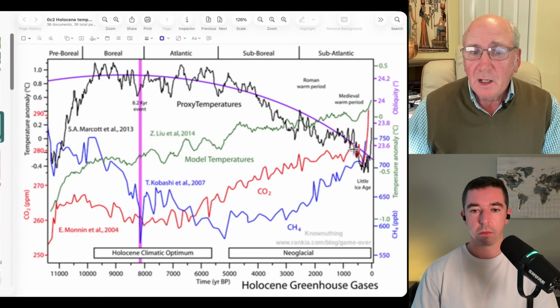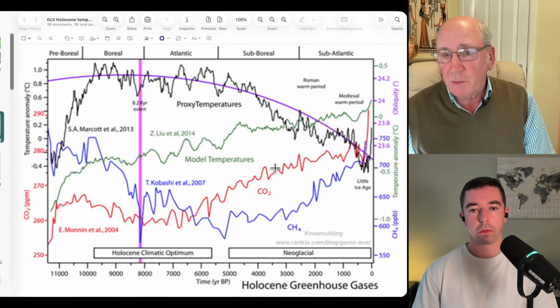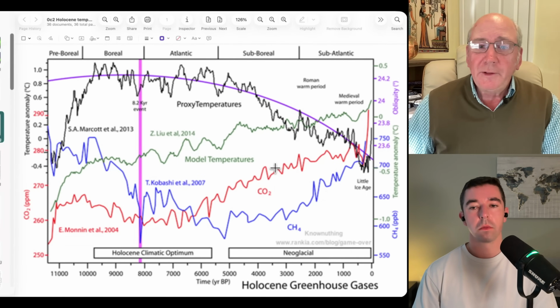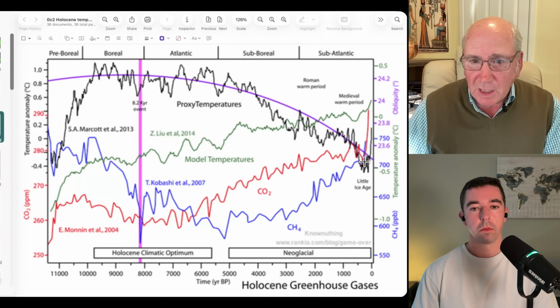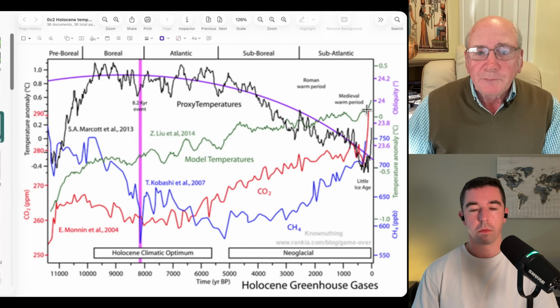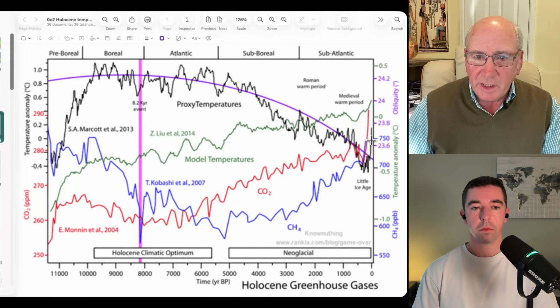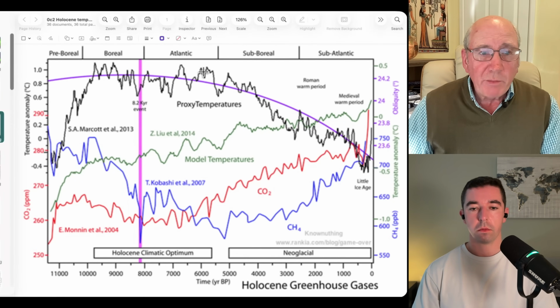No correlation between CO2 and temperature whatsoever. And then we get our little bit at the final end here. We get an increase in CO2 and supposedly an increase in temperature. But remember, there's been many spikes in temperature during this time.